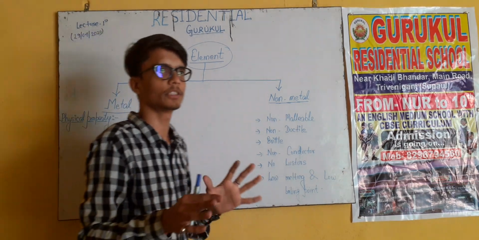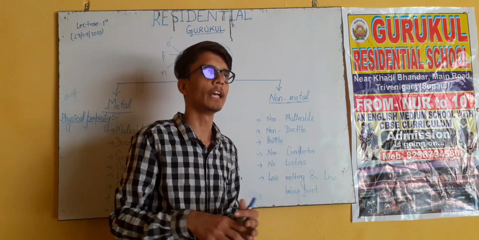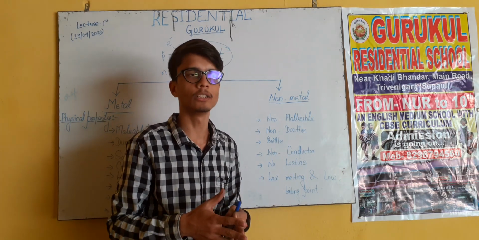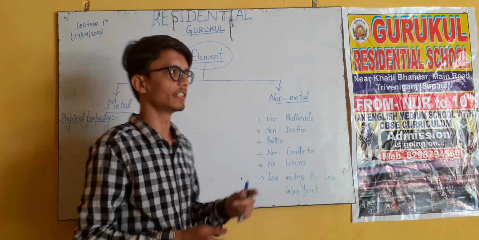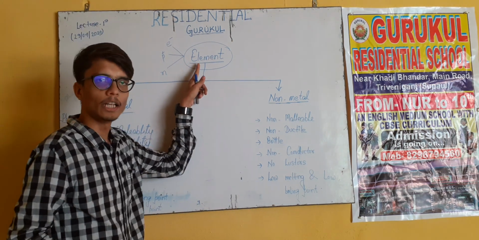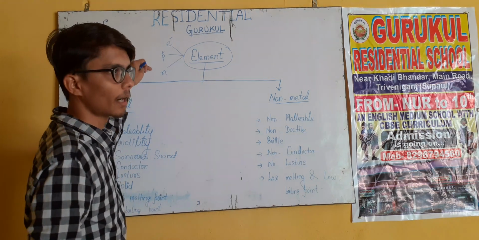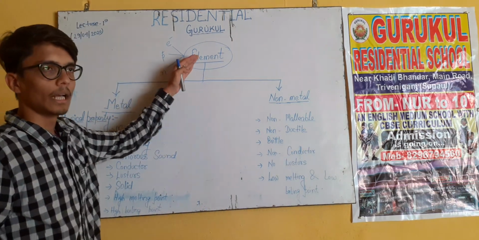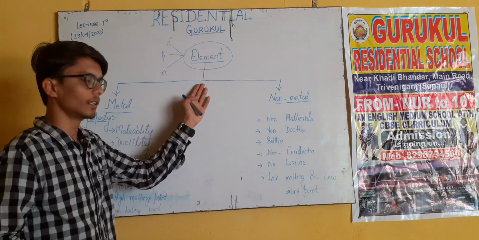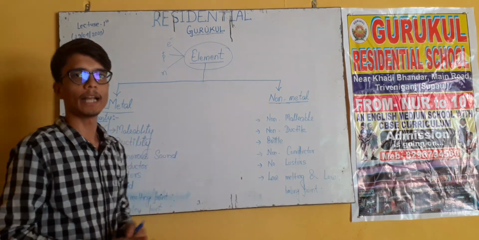What is an element? The definition of an element is one of the purest substances, which we cannot break into two or more than two substances. And an element is made up of three small particles: electron, proton and neutron. Now we have to divide the elements into two parts, metal and non-metal.